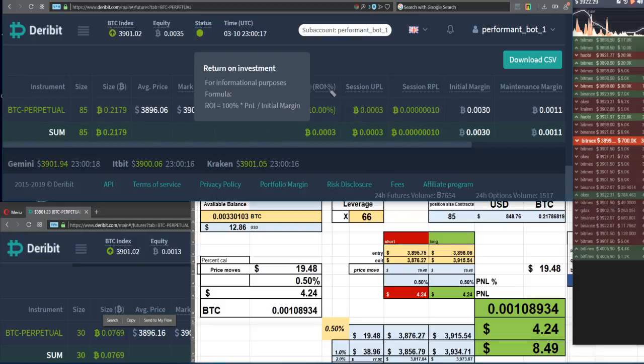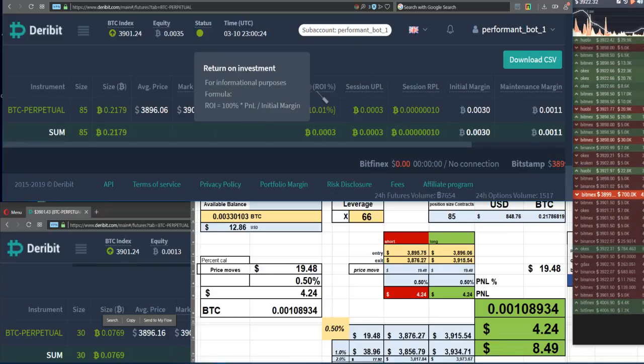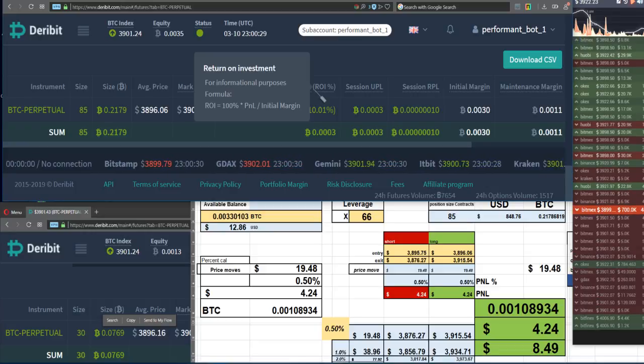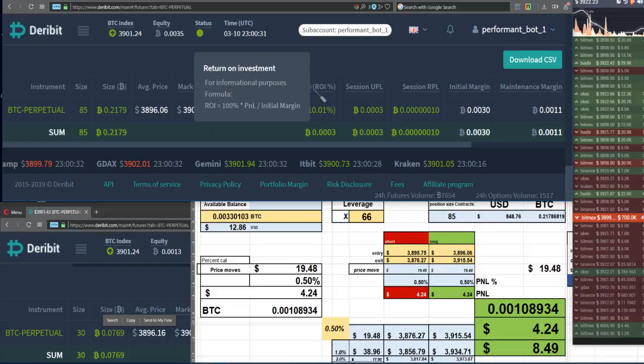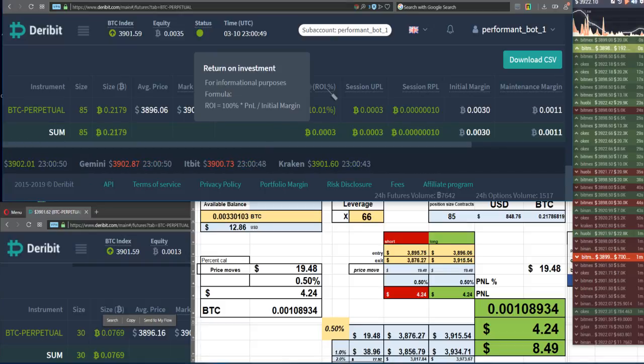Truth be told, I don't know how they calculate this ROE. Oh, 100% times P&L divided by initial margin. Check that out. Now, why would I care about return on investment? Return on investment for informational purposes, okay? My total investment includes my margin. That's why my initial margin. And I know that too. And I don't ever include it, so I gotta start doing that.